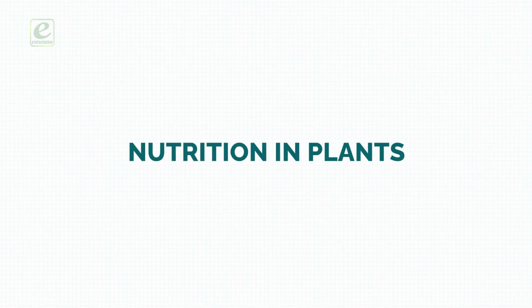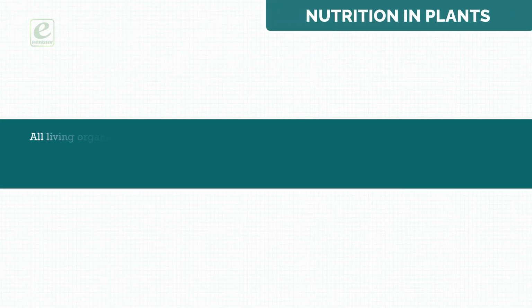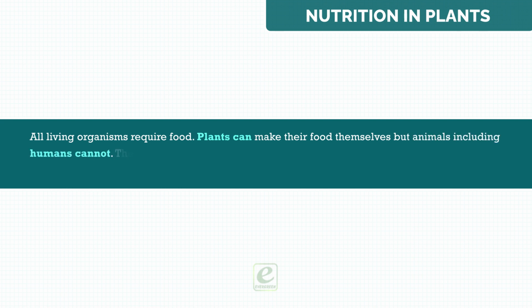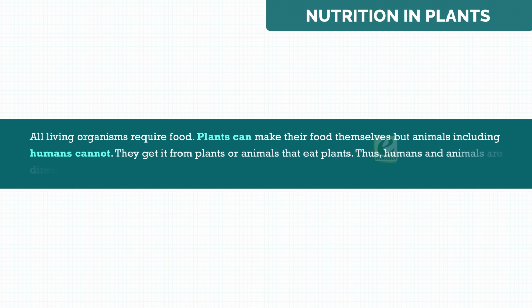Nutrition in plants. All living organisms require food. Plants can make their food themselves, but animals, including humans, cannot. They get it from plants or animals that eat plants. Thus, humans and animals are directly or indirectly dependent on plants.